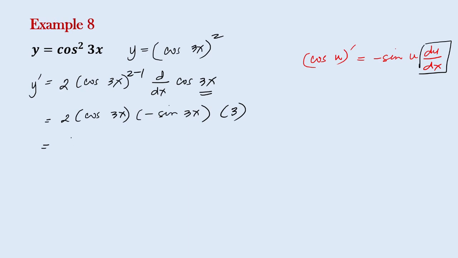So simplifying, we have 2 times negative 1 times 3. That would be negative 6 cosine 3x sine 3x.